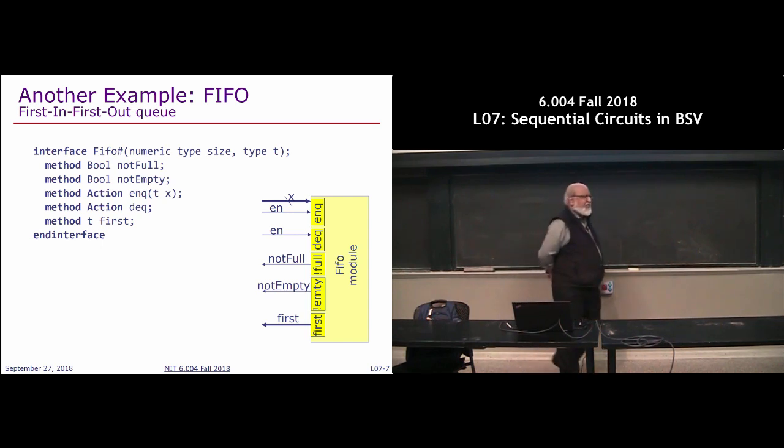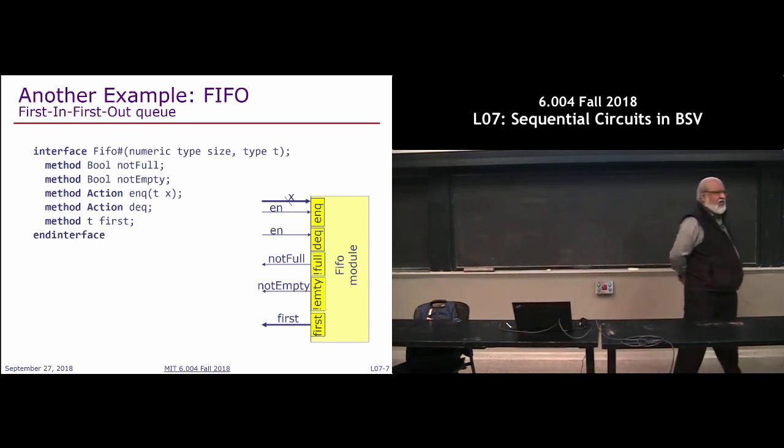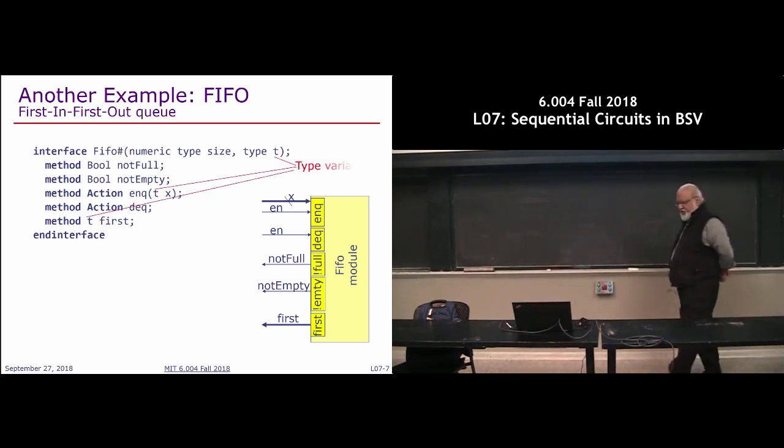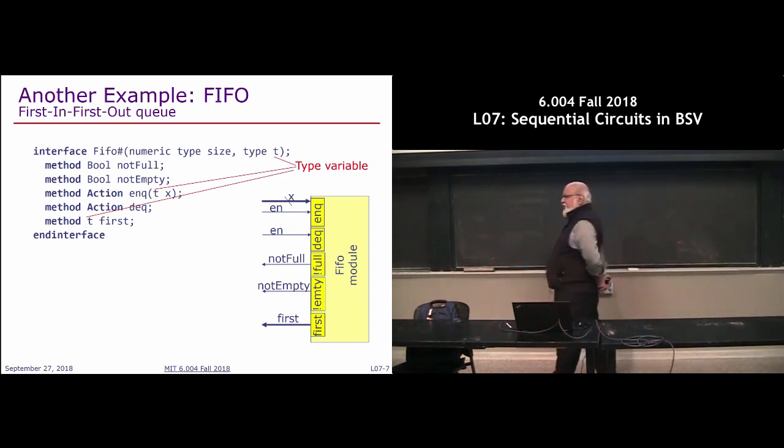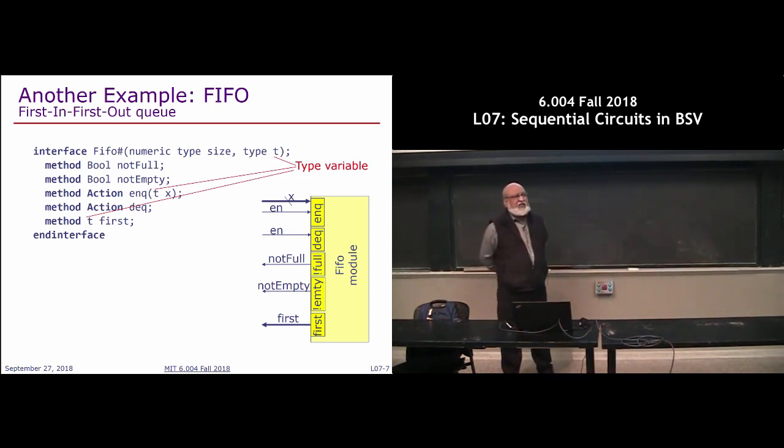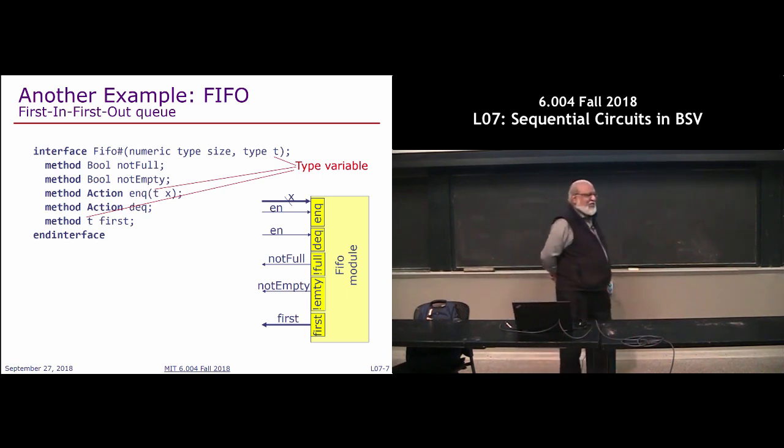And first is simply a read method. It reads the latest value in it. So this is the type variable over here. They all have to be consistent. If you wrote T, T1, T2, that'll be a very strange FIFO. So all of them have to be the same T. Yes?